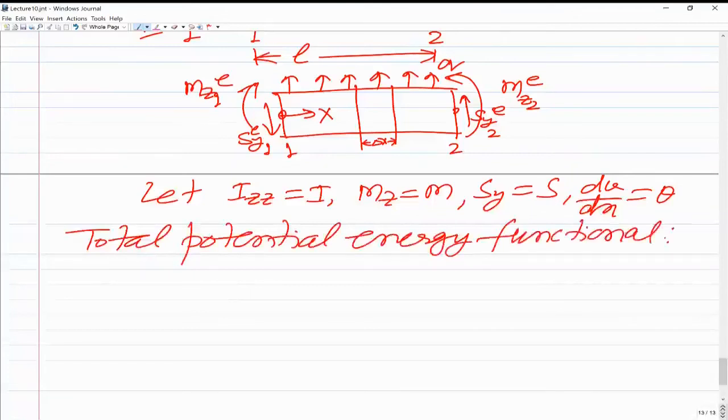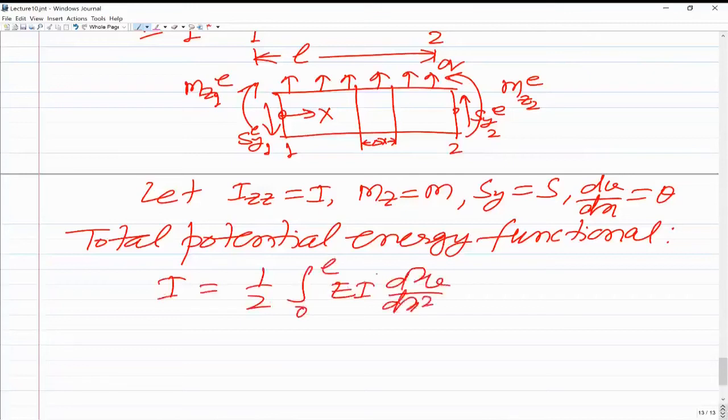Total potential energy functional is denoted by I, so half of strain energy, integral 0 to L, we have derived this. So I am using the same thing, EI (d2v by dx square) whole square dx. The derivatives are with respect to the local x. And then minus integral 0 to L the potential of the distributed force small q, so vq dx, and then you will have potential of these forces.